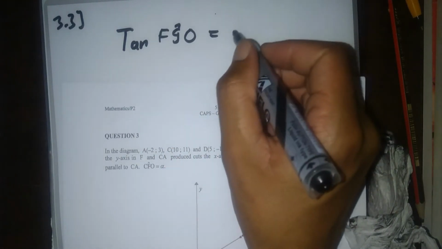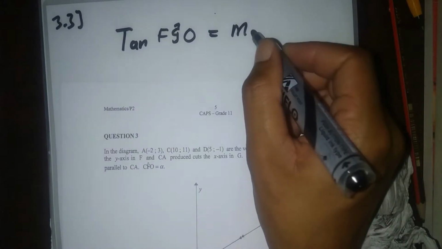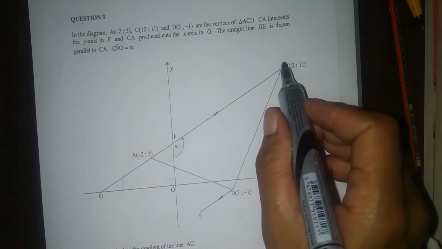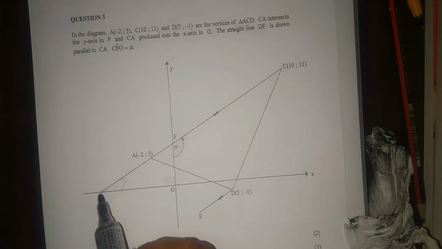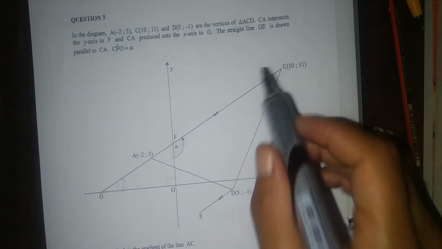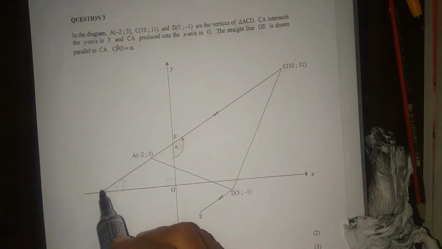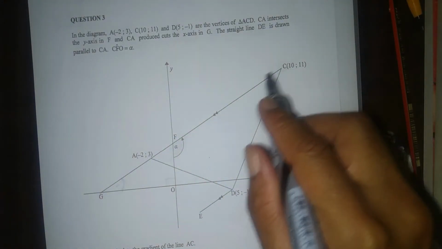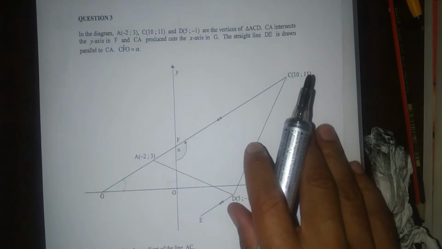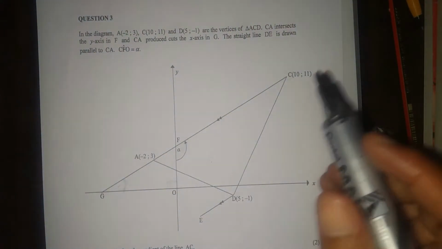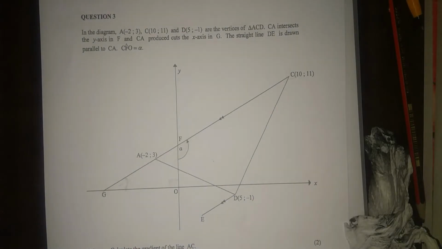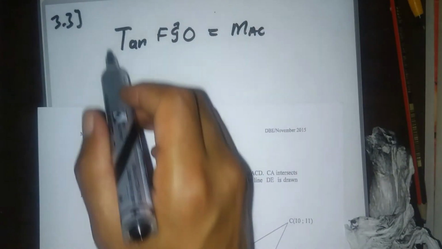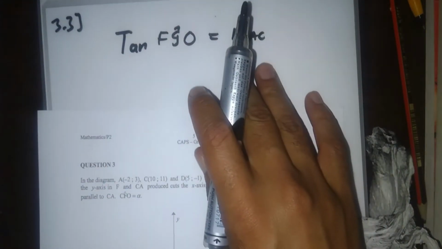FGO is equal to the gradient of AC. Let me explain something. The gradient of AC is the same as the gradient of GC. Why? Because the points G, A, C are collinear, meaning they lie on the same line, right? And points on the same line give the same gradient, right? So the gradient of AC we will use to calculate the angle of elevation FGO.